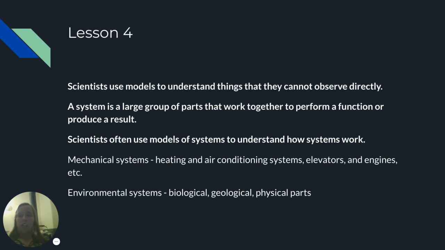Lesson 4, scientists use models to understand things that they cannot observe directly. A system is a large group of parts that work together to perform a function or produce a result. Scientists often use models of systems to understand how systems work. So we have mechanical systems, such as heating and air conditioning systems, elevators, and engines. And then environmental systems, biological, geological, and physical parts.